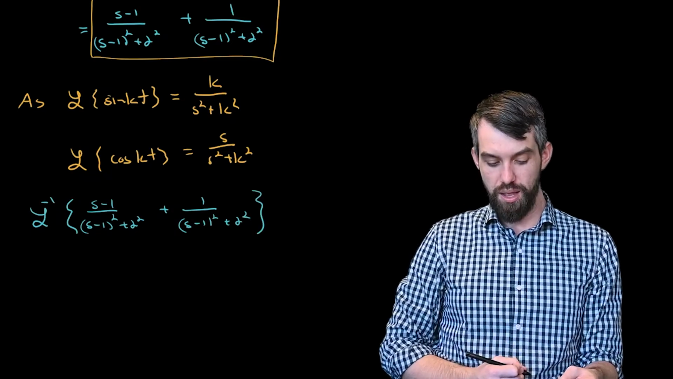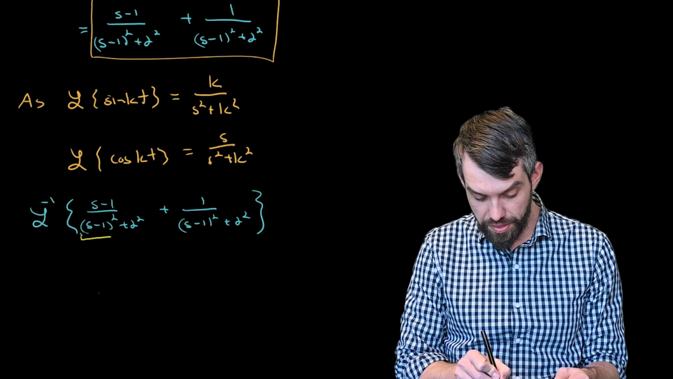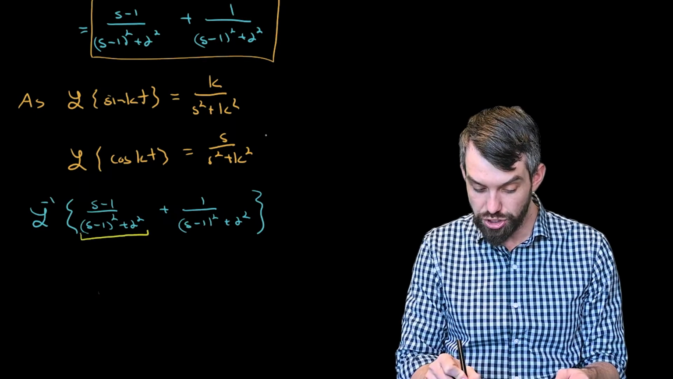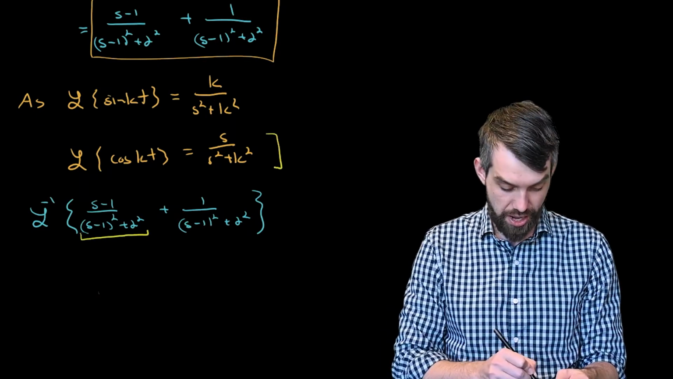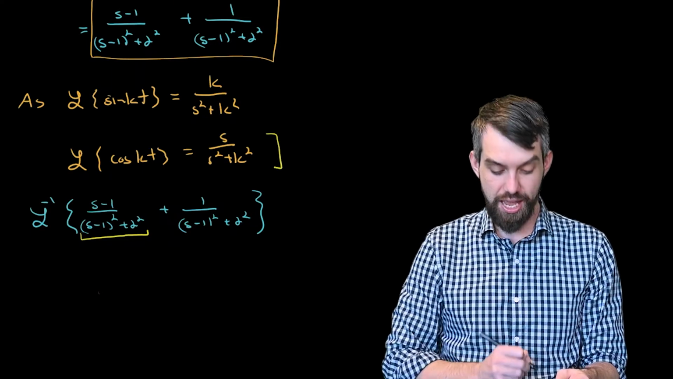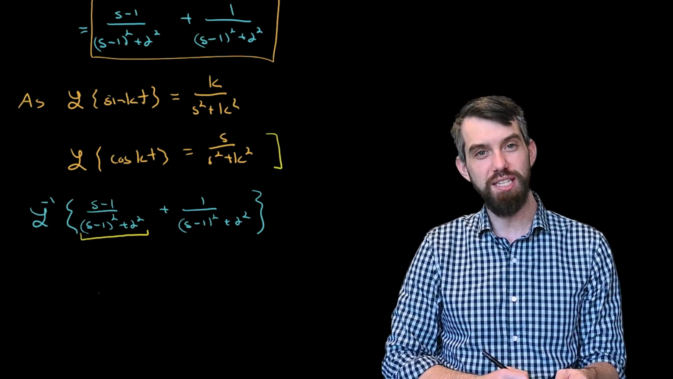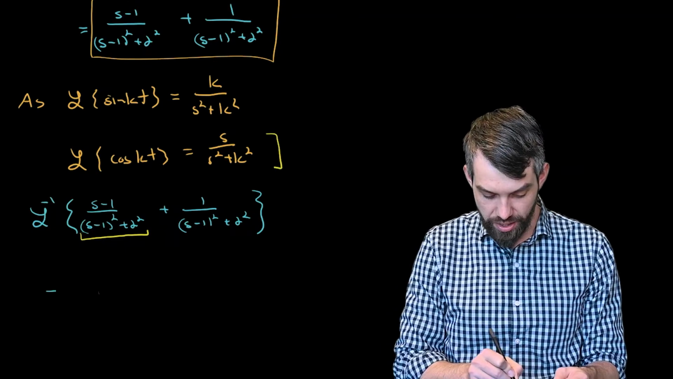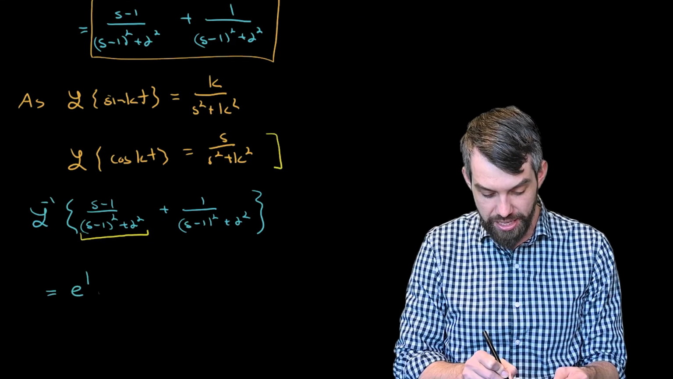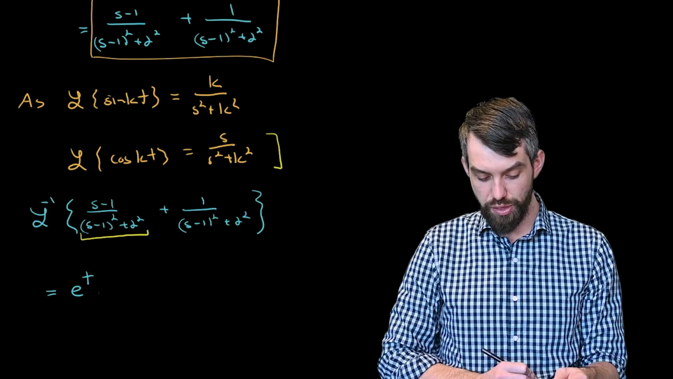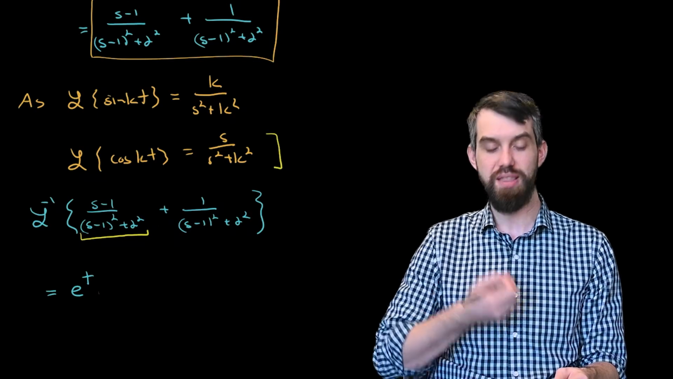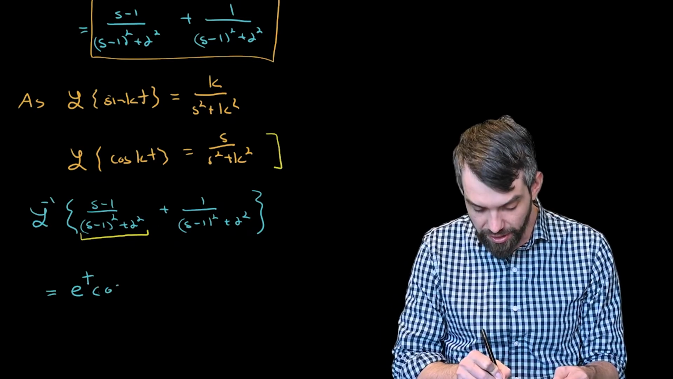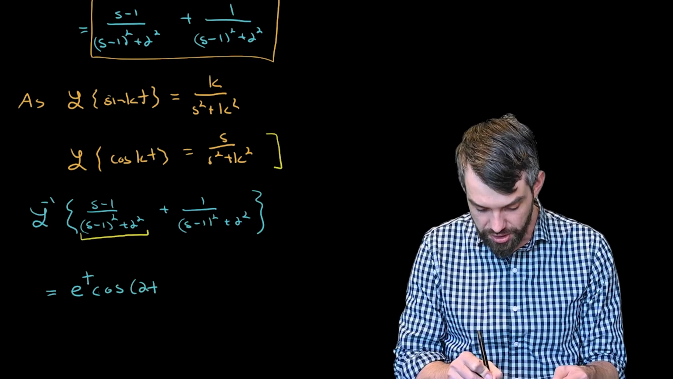Nevertheless, okay, so if I focus on the first term, well, that sure looks a lot like this cosine that I have here. It's just that it's a cosine that has been shifted because instead of an s appearing, there's an s minus 1 everywhere. The way that I deal with shifts is to say that this is going to be e to the t. And that the way I deal with the rest of it is I just say that this is going to be a cosine, and specifically it is a cosine of 2t.